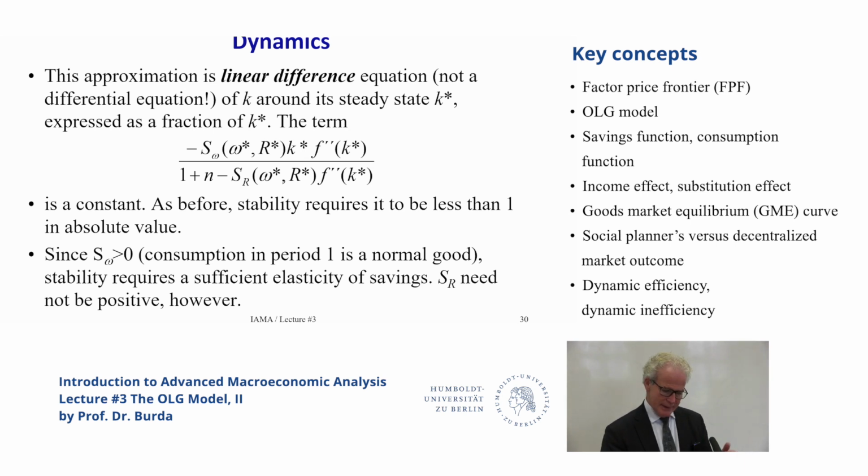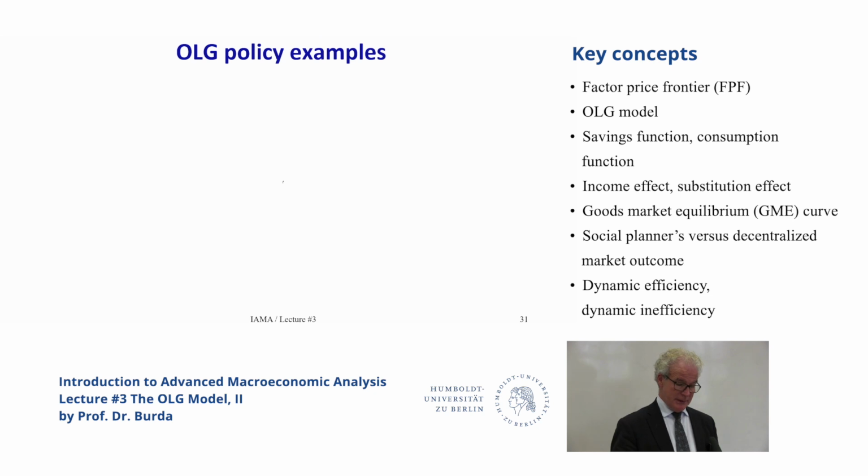Okay, so I'm just repeating these conditions. We want the first derivative of the savings function with respect to W to be positive, and we need S_R to be algebraically big enough. We'd like it to be positive, but it can also be negative. It just can't be too negative in absolute value. And then we have the stability condition.